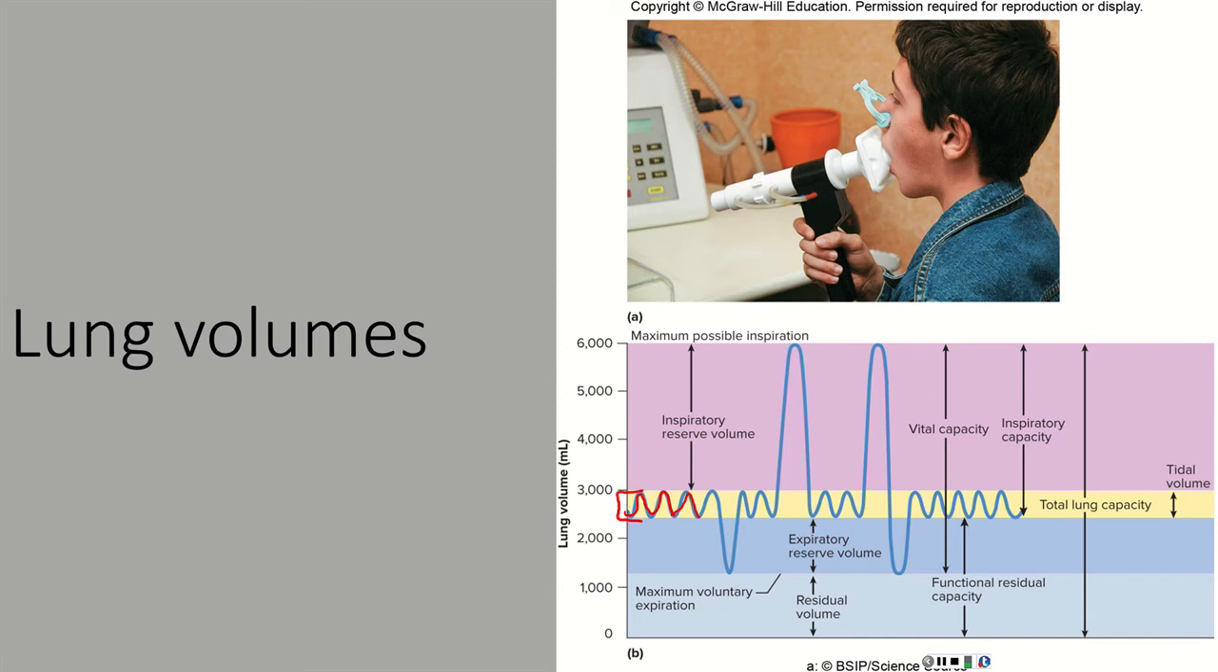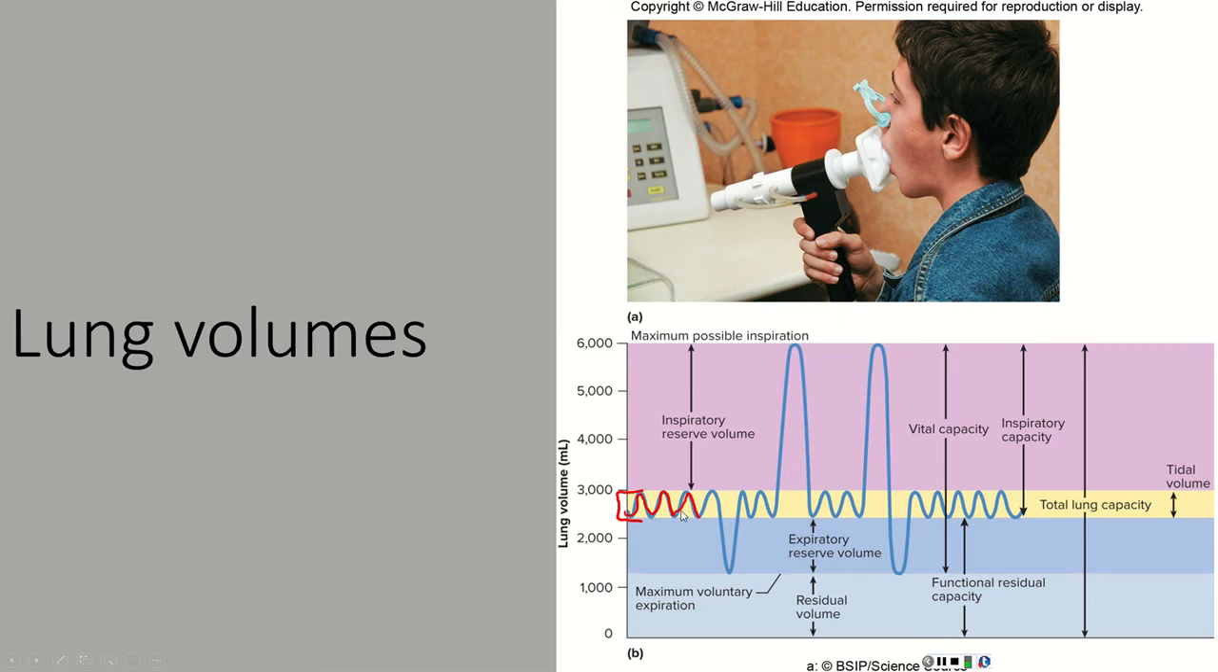And tidal volume is just the volume of air either inhaled or exhaled. So it's the volume of air moved in one quiet inhale or one quiet exhale. Tidal volume, normal quiet breathing. The volume of air moved in one tidal inhale, quiet inhale, or one tidal exhale, quiet exhale.